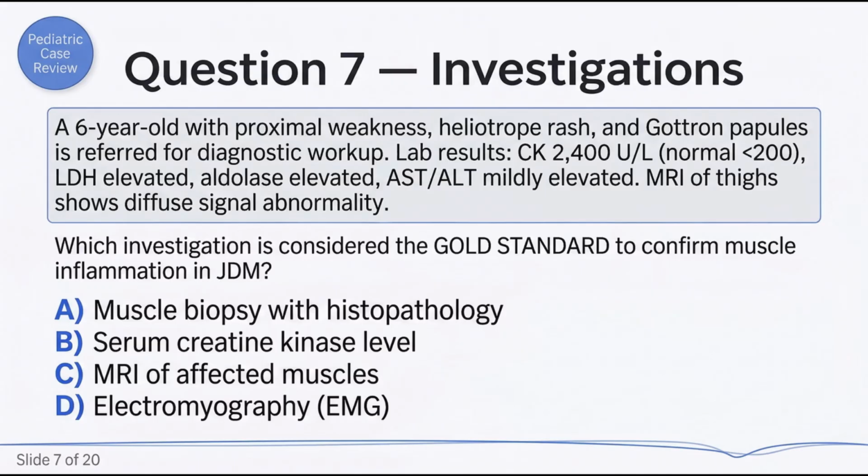Question 7. Investigations. A 6-year-old with proximal weakness, heliotrope rash, and Gottron papules is referred for workup. Laboratory results show creatine kinase of 2,400 units per liter, elevated lactate dehydrogenase, elevated aldolase, and mildly elevated liver transaminases. Magnetic resonance imaging of the thighs shows diffuse signal abnormality. Which investigation is considered the gold standard to confirm muscle inflammation in juvenile dermatomyositis?